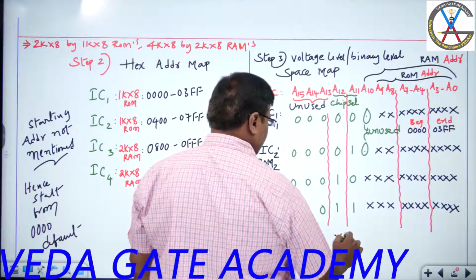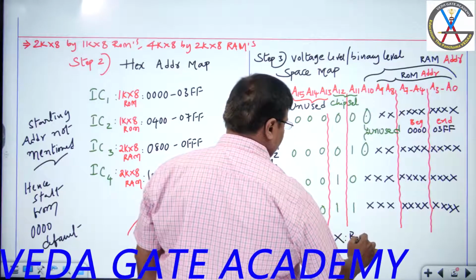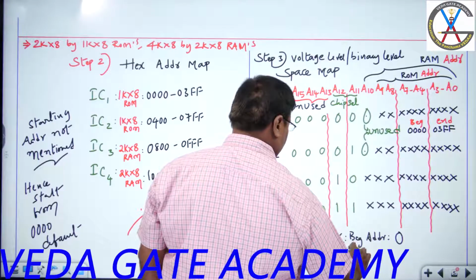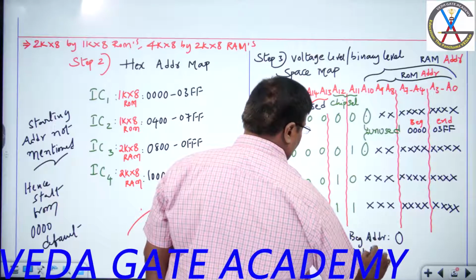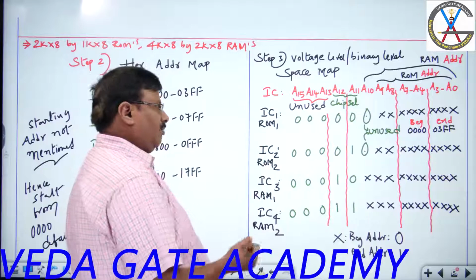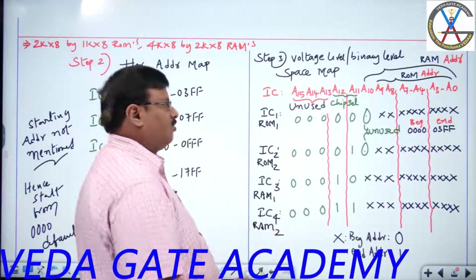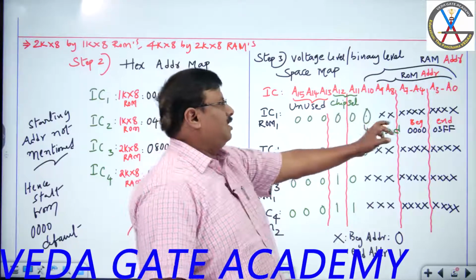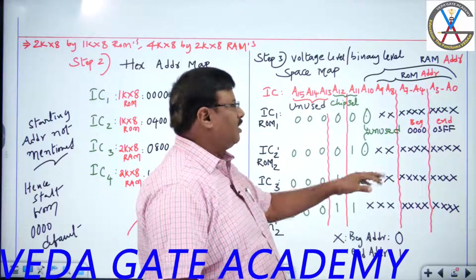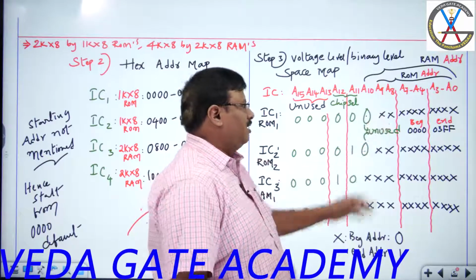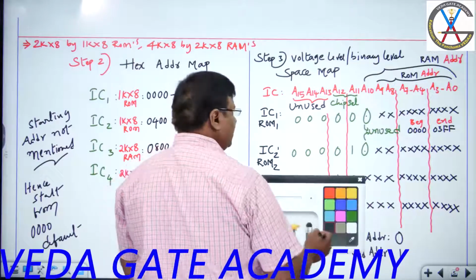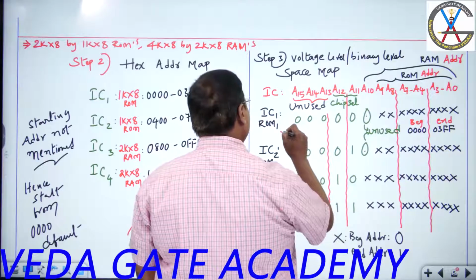So for the x calculation, the beginning address is 0, and for the end address it is 1. Please always remember this. Whenever you are calculating the beginning address, x equals 0; the ending address, x equals 1. When I keep x equal to 0, my requirement is satisfied. When I keep x equal to 1, there also my requirement is satisfied. So the first IC calculation is successfully completed.